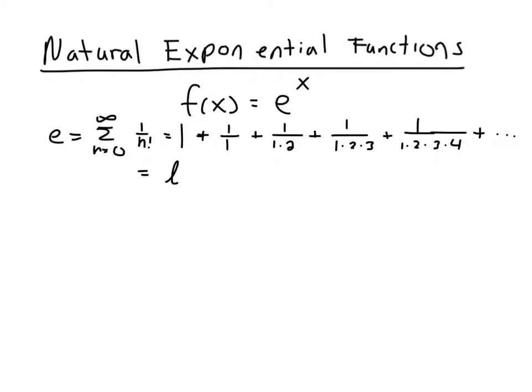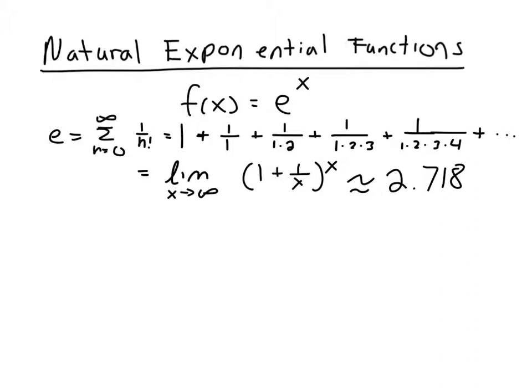Another way that this is written, this is the same thing as the limit as x approaches infinity of 1 plus 1 over x, to the power x. In other words, if you plug in a really big number for x here, you can try this out with your calculator, you get 2.718. I'm talking hundreds of thousands. Just plug that in for x, and you'll get approximately this. All right, so that's what e is.